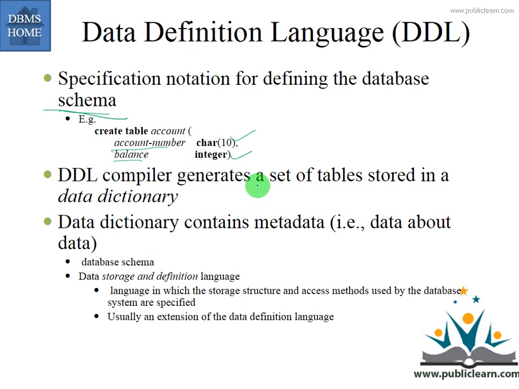DDL compiler generates a database dictionary, and a data dictionary contains metadata. Metadata is data about data. Database schema, database storage and definition language: the language in which the storage structure and access methods used by the database system are specified. Get back to the main menu.